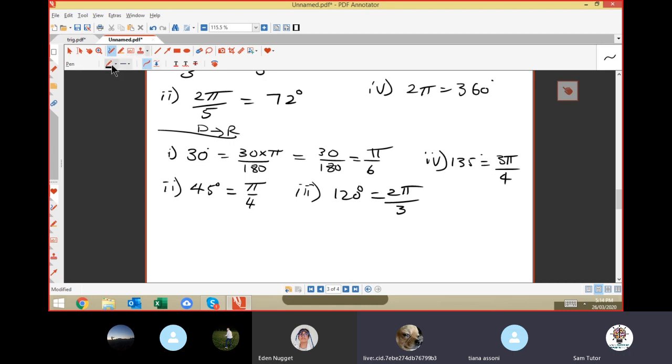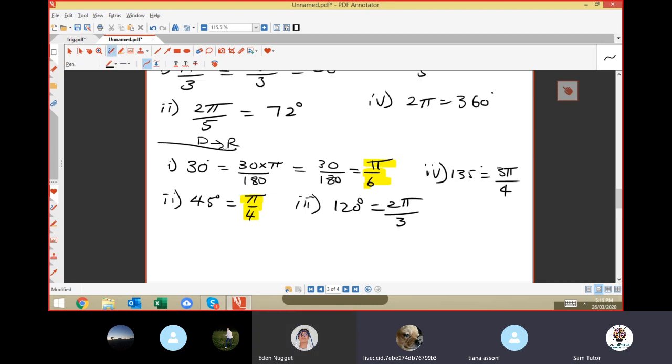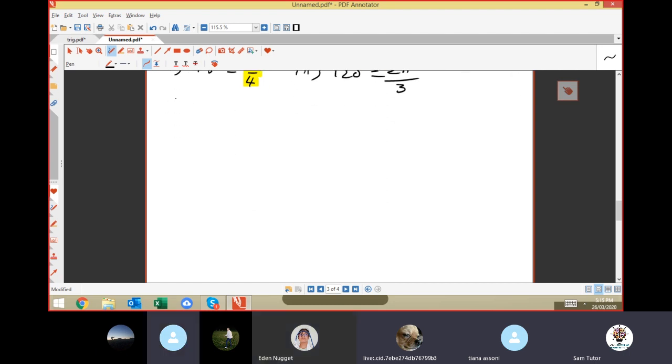So, like I said, with the old syllabus, they were happy with degrees, but now we've got to write everything in radian form, which would look like this, okay? So radians, you've got to know that. Done. Let's get started with solving equations now.